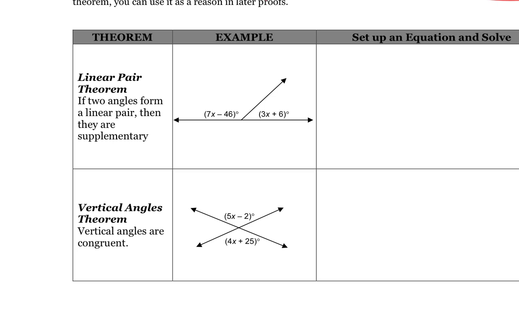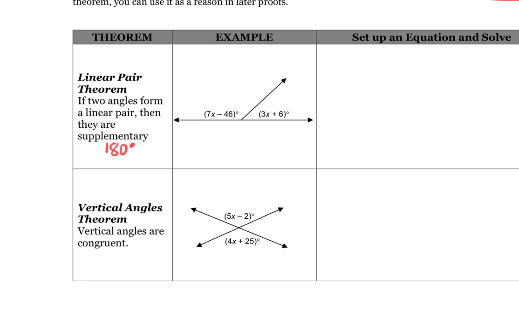Okay, so we have two theorems. It says linear pair theorem. If two angles form a linear pair, then they are supplementary. So what it's saying is that if I have angles that form a linear pair, then I can say they are also supplementary. Remember that supplementary means angles that add up to equal 180, right? Supplementary means an addition of 180 degrees.